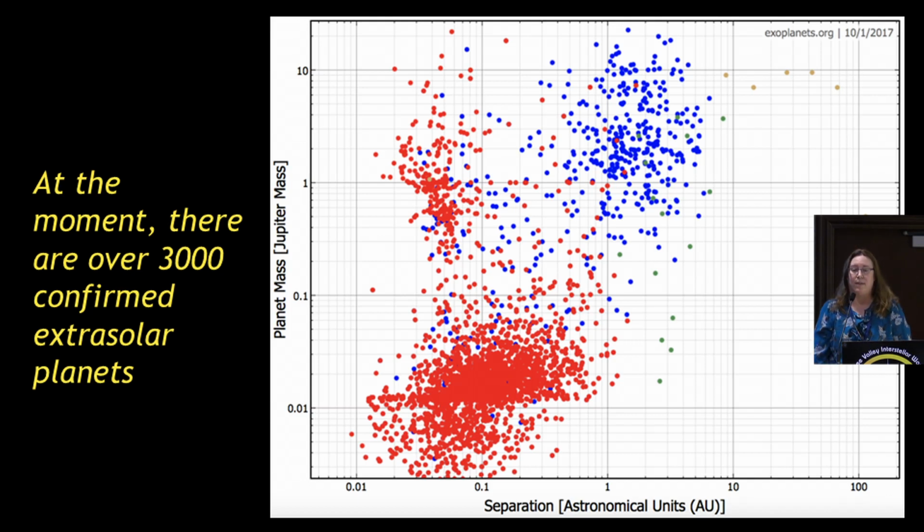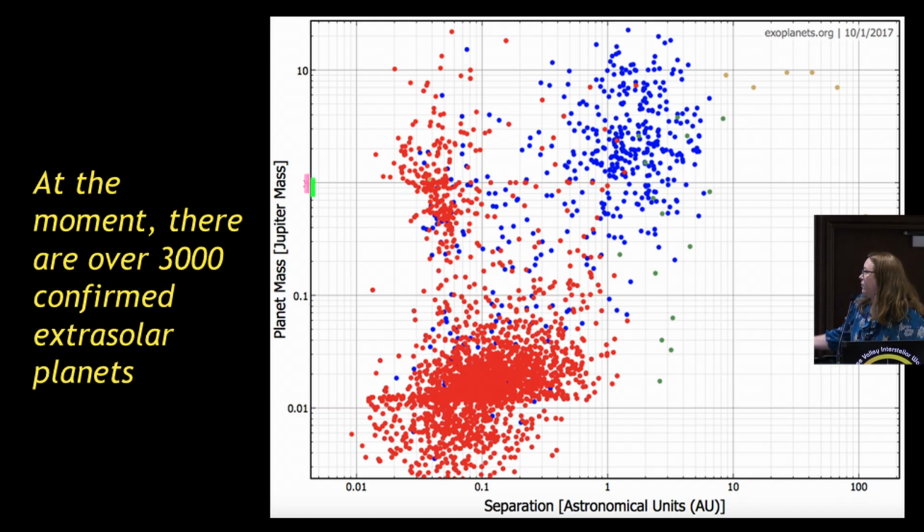The red guys, as you can imagine, are all the Kepler planets that were found during the Kepler mission using the transiting method. There are a few brownish ones here. Those are the directly imaged planets. And some green guys hanging out in here are the microlensing planets.